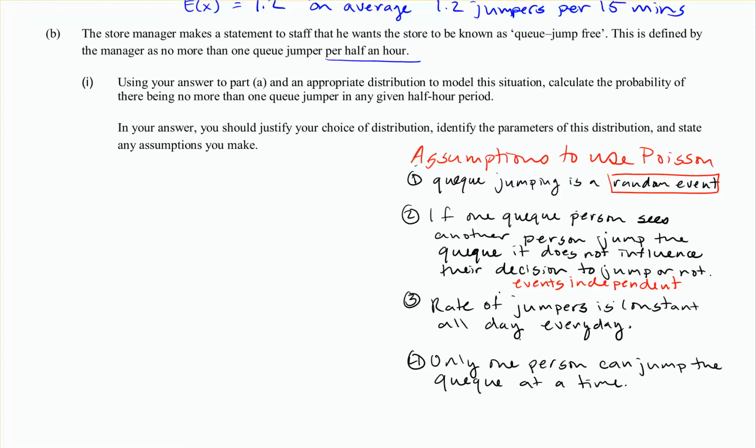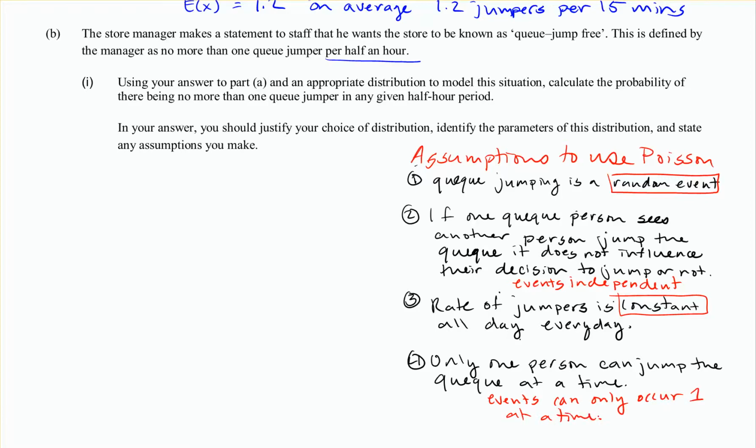So we have to assume that the rate of jumpers is constant all day, every day. So that assumption of constants is a requirement for Poisson, that it's always going to be on average 1.2 every 15 minutes. And we have to assume here that only one person can jump the queue at a time. Alright? So events can only occur one at a time.